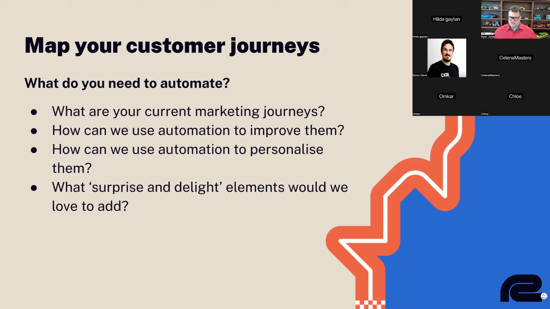So we've got our marketing journeys, brilliant. Then we can start to think about how we can use automation to improve them. Then we can start to think about how we can use automation to personalize them. And then also, what kind of surprise and delight type elements would we love to add? So, okay, we know all of this information about somebody. So what can we do to just add something nice into that journey so that they get that warm, fuzzy feeling about working with us?